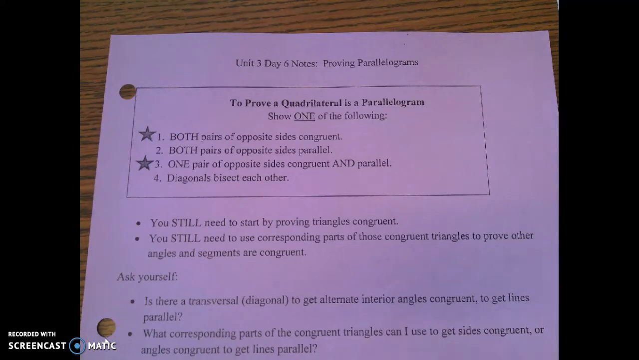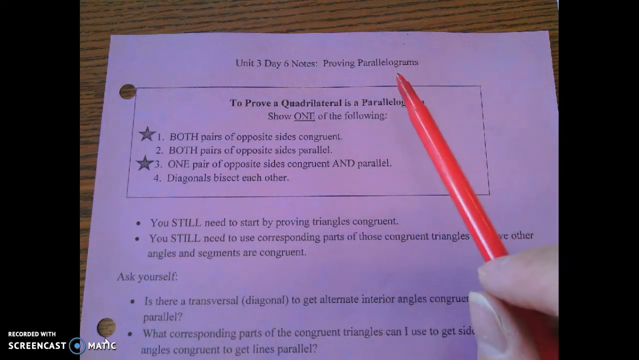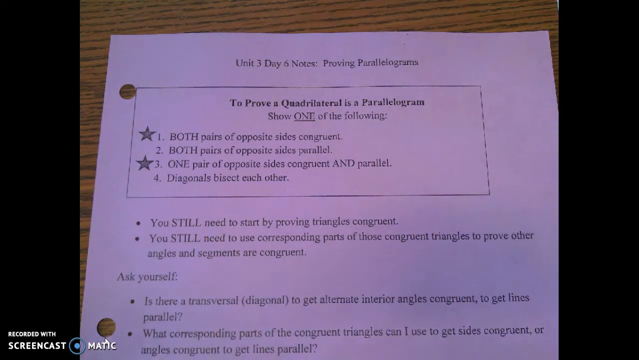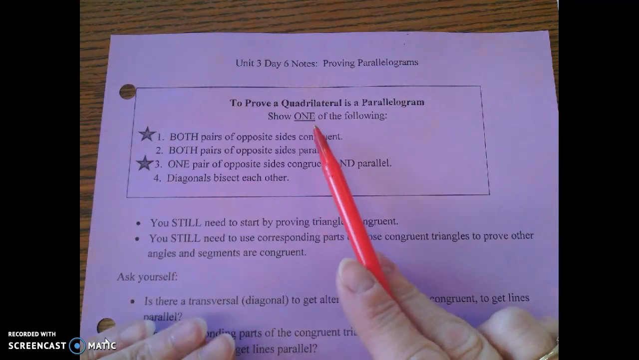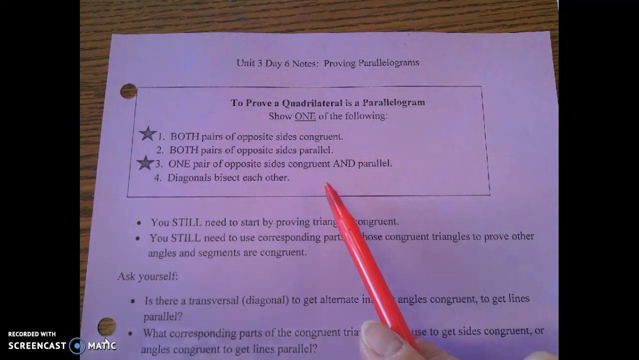I'm sorry I'm not at school today to teach you this, but I'm going to show you how to prove quadrilaterals are parallelograms on today's notes. So there's a purple sheet that has the instructions. To prove a quadrilateral is a parallelogram, we're going to show one of the following four methods. You only have to show one.